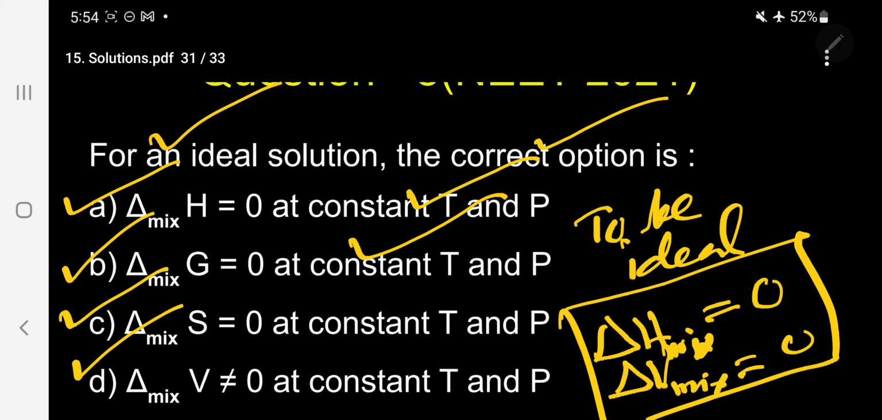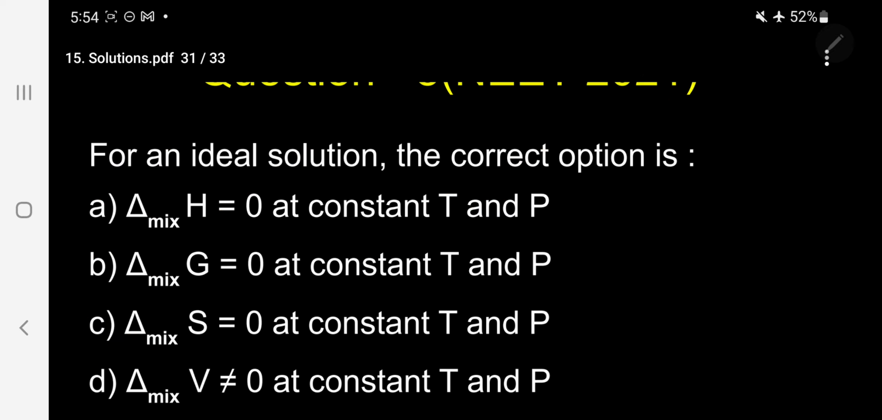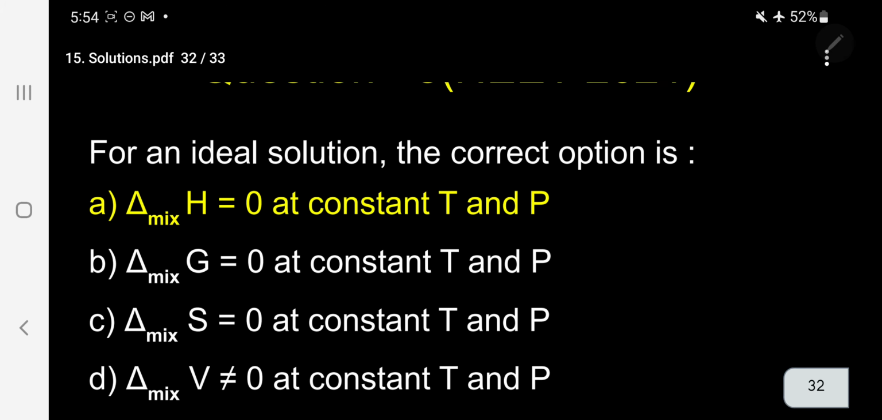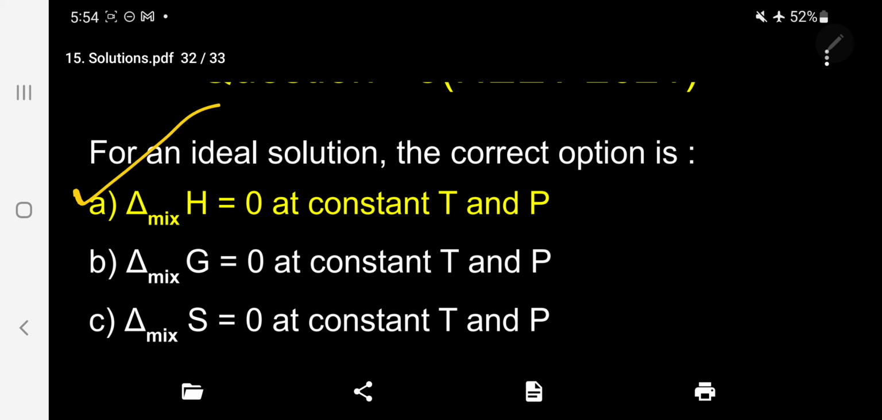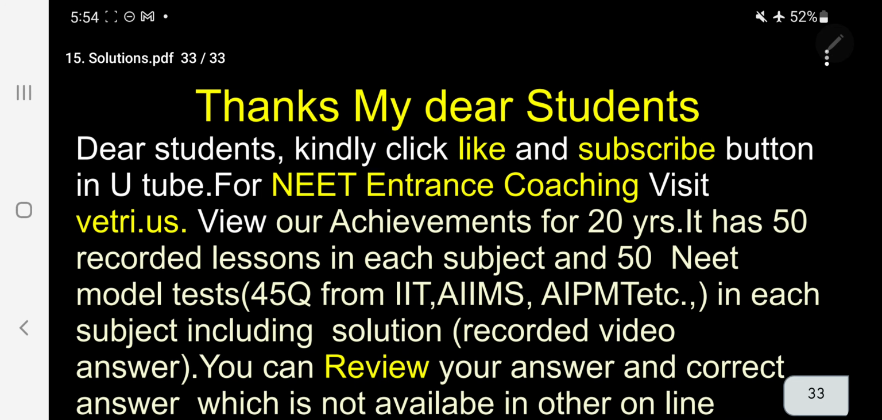Just see in which case it is. Option A is the correct answer, because G and S are not involved in this, and V is given as not equal to 0. So the correct answer is A. Let us verify. The correct answer is A. I hope we have come to the conclusion.